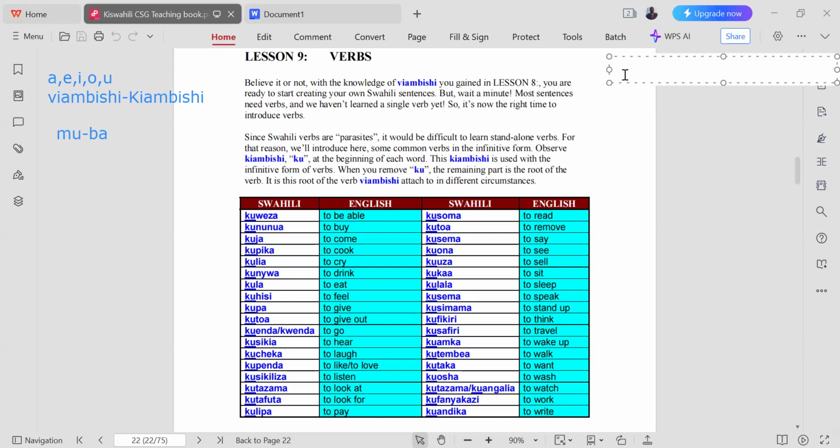Kuweza. Yes, now we have the word ku, then we have the word weza. Now the key verb here. Wait a bit, Brother Glenn. There's something I want to explain. Now here we have two parts of this word. The main verb here is weza. That's the main verb. Weza, able. Of course, the total word kuweza means to be able.